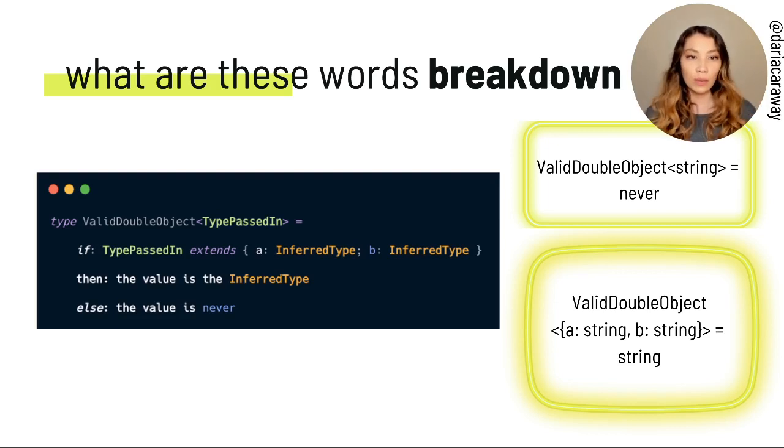So running this through some examples, if we were to pass in the type string to our valid double object type, we would get back never, because string does not successfully extend our object matcher, and there's no inferred type to be had there. But if we were to pass in our a string, b string type, then we would get back the type string, because a string, b string does successfully match our object matcher, and TypeScript can infer the missing type to be string.